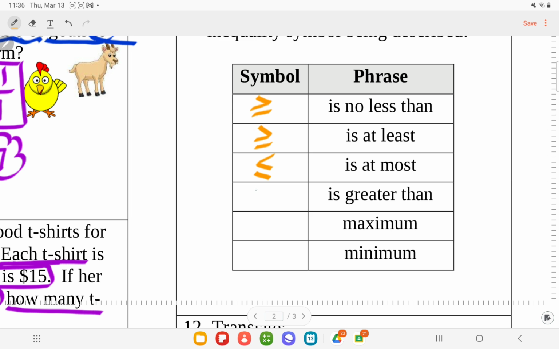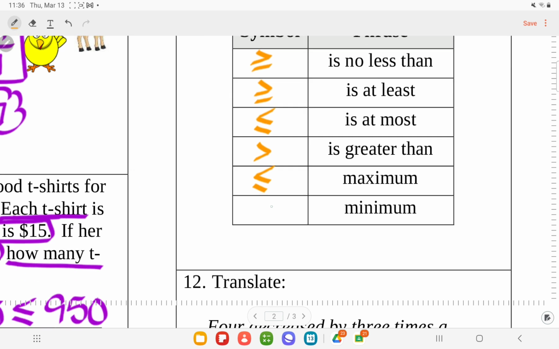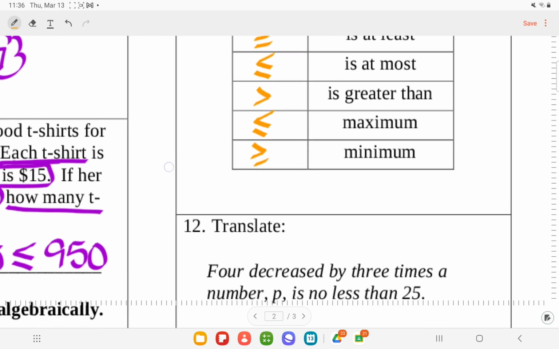Is greater than is pretty straightforward. That is the greater than symbol. The maximum is like a budget. You cannot spend more, so you could spend less than or equal to, or maximum speed limit. And then the minimum is greater than or equal to. We want to have at least that amount, essentially, for minimum. The minimum height requirement, you can be taller or exactly.